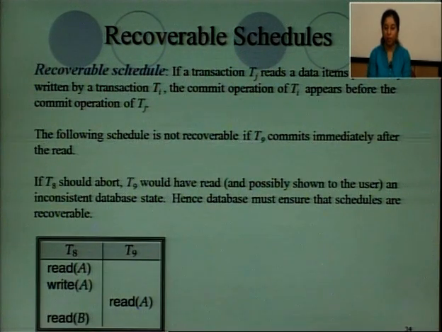Then recoverable schedule. In a recoverable schedule, if a transaction Tj reads a data item previously written by transaction Ti, the commit operation of Ti appears before the commit operation of Tj. The following schedule is not recoverable if T9 commits immediately after the read. If T8 should abort, T9 would have read a value, showing the user an inconsistent database state. Hence, the database must ensure that schedules are recoverable. You can see the table shows the example of T8 and T9, two transactions. Read A under transaction T8 and write operation, then read A and read B.